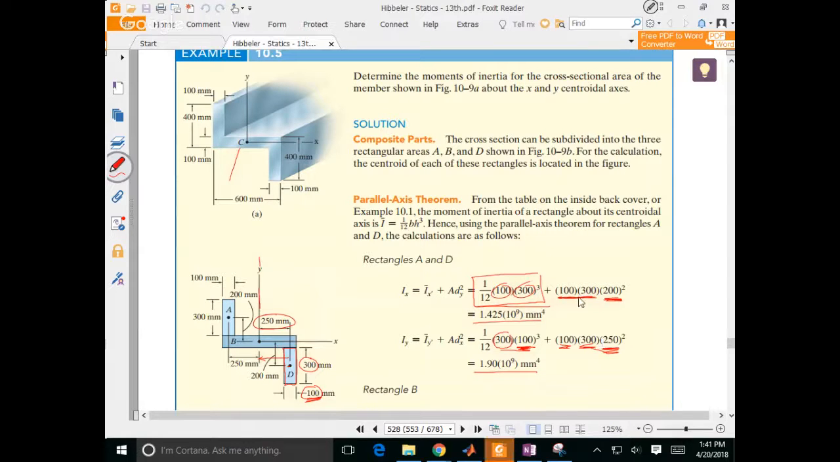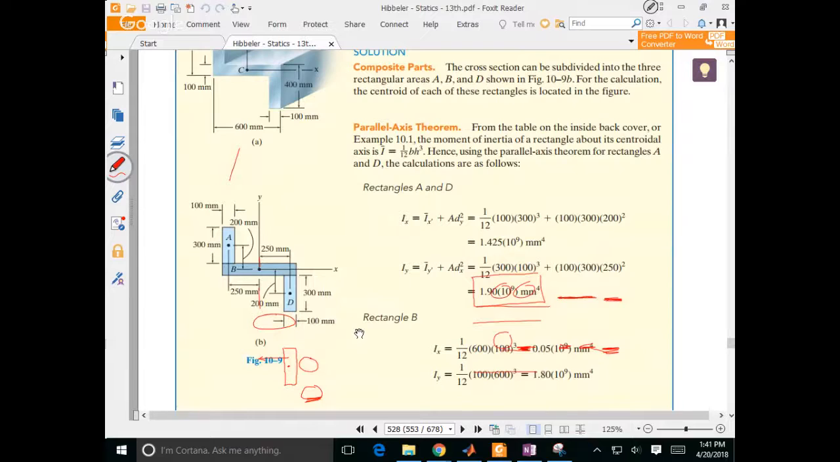And then rectangle B doesn't have to move anywhere. It doesn't need the parallel axis theorem because the origin is already sitting right there on the centroid. And so you just basically say, hang on.